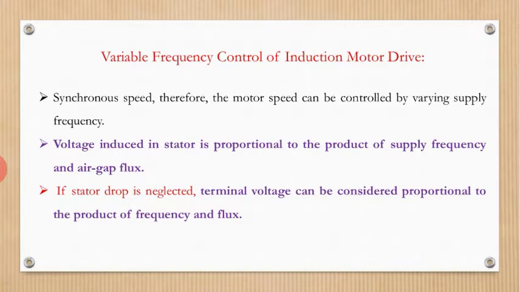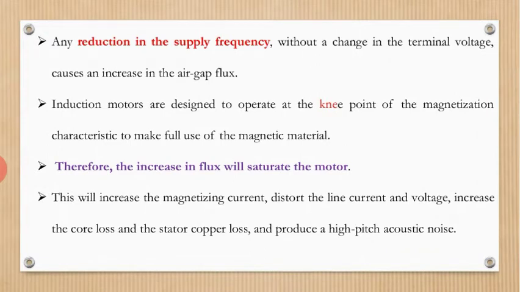If we neglect the drop, then the terminal voltage can be considered proportional to the product of frequency and flux. Here, reducing the supply frequency without changing the terminal voltage causes an increase in the air gap flux. The air gap flux increases as the frequency decreases while keeping the terminal voltage constant. So what happens if the air gap flux is increased?